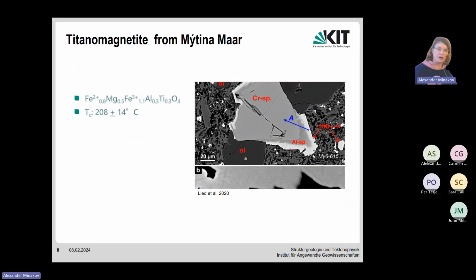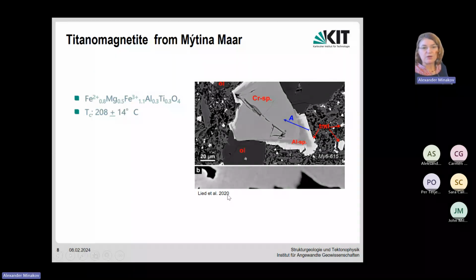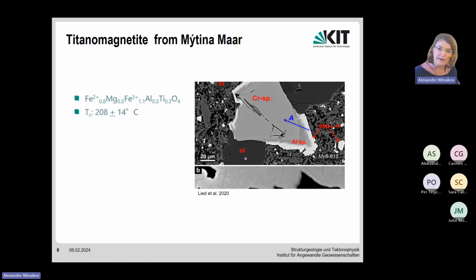So we have also found something similar in titanomagnetite from Mythina. We have published it together with Horst and a master student, Philip Lied. This is a quite similar rock as we have seen then also in Spitsbergen. We have chromium spinel, and we have titanomagnetite rims, and we have these titanomagnetites here in the matrix of the volcanic rocks. And we have determined a composition of this titanomagnetite by an electron microprobe, and we have calculated now Curie temperature from this composition.